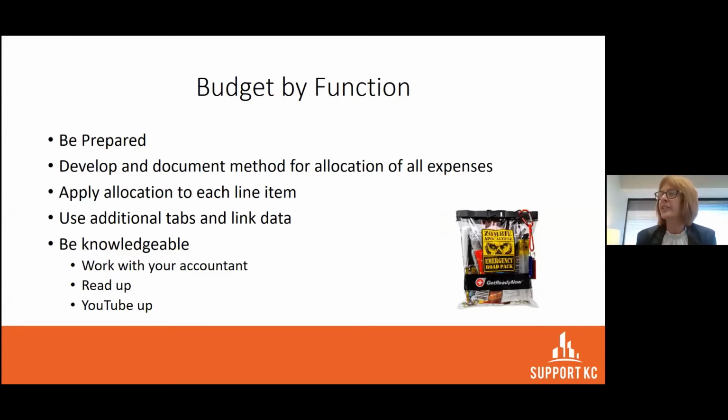Okay, the next section is budget by function. So you've got your overall agency budget. You're like, I'm done. But you're really not done. The next level is to break it down by area: administrative, fundraising, and program.